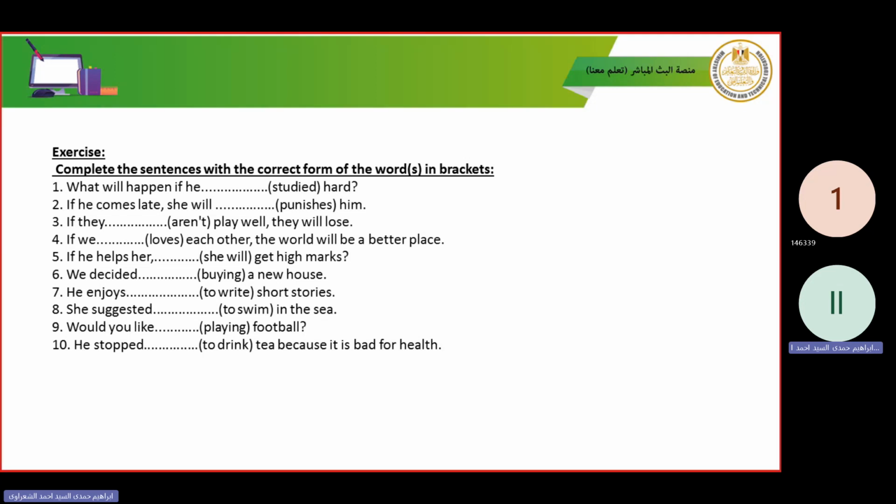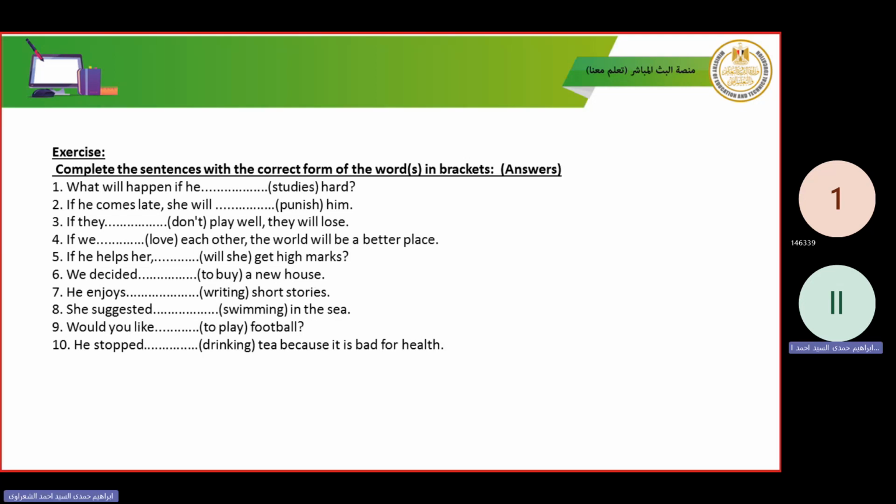I think now the answers are clear. I will give you a few seconds to think of answers before I show you the answers. Okay. What will happen if he studies hard, just as I said? If he studies hard. Number two, if he comes late, she will, after will the infinitive, punish him.